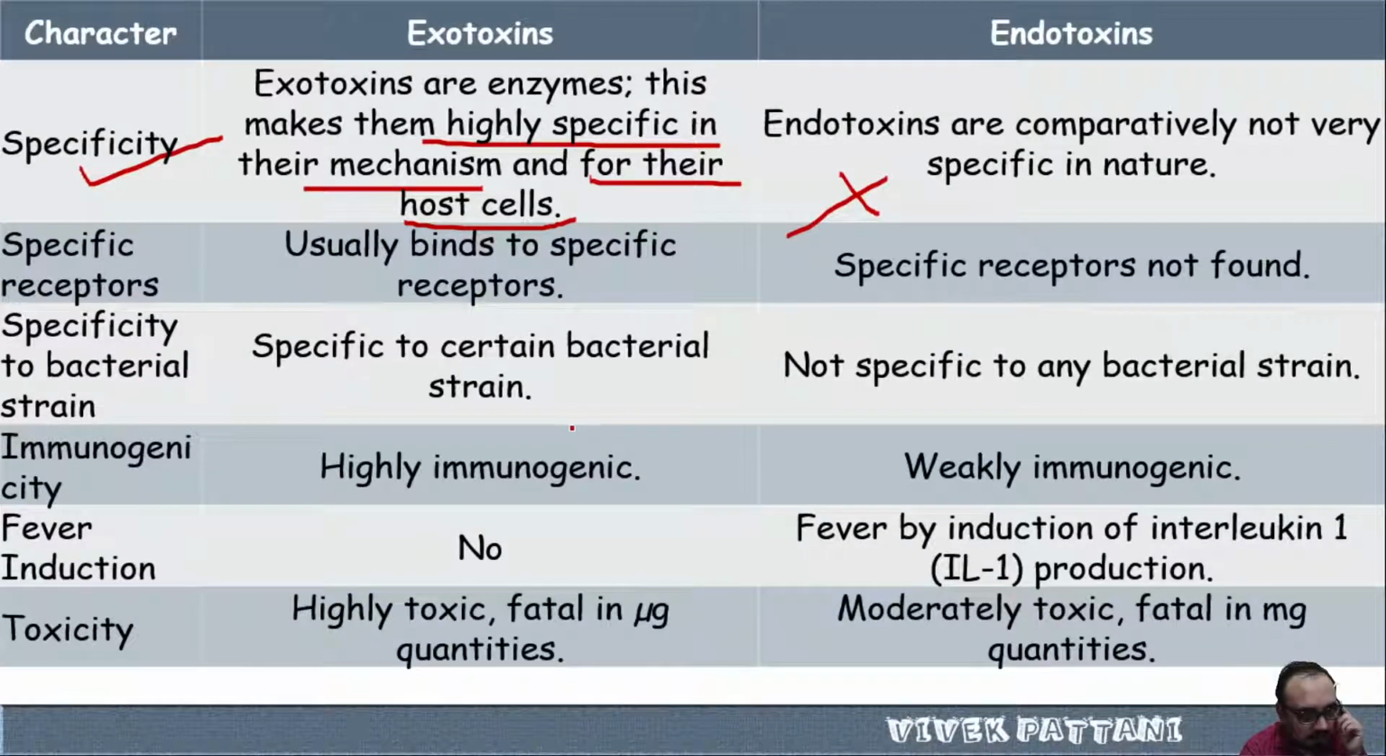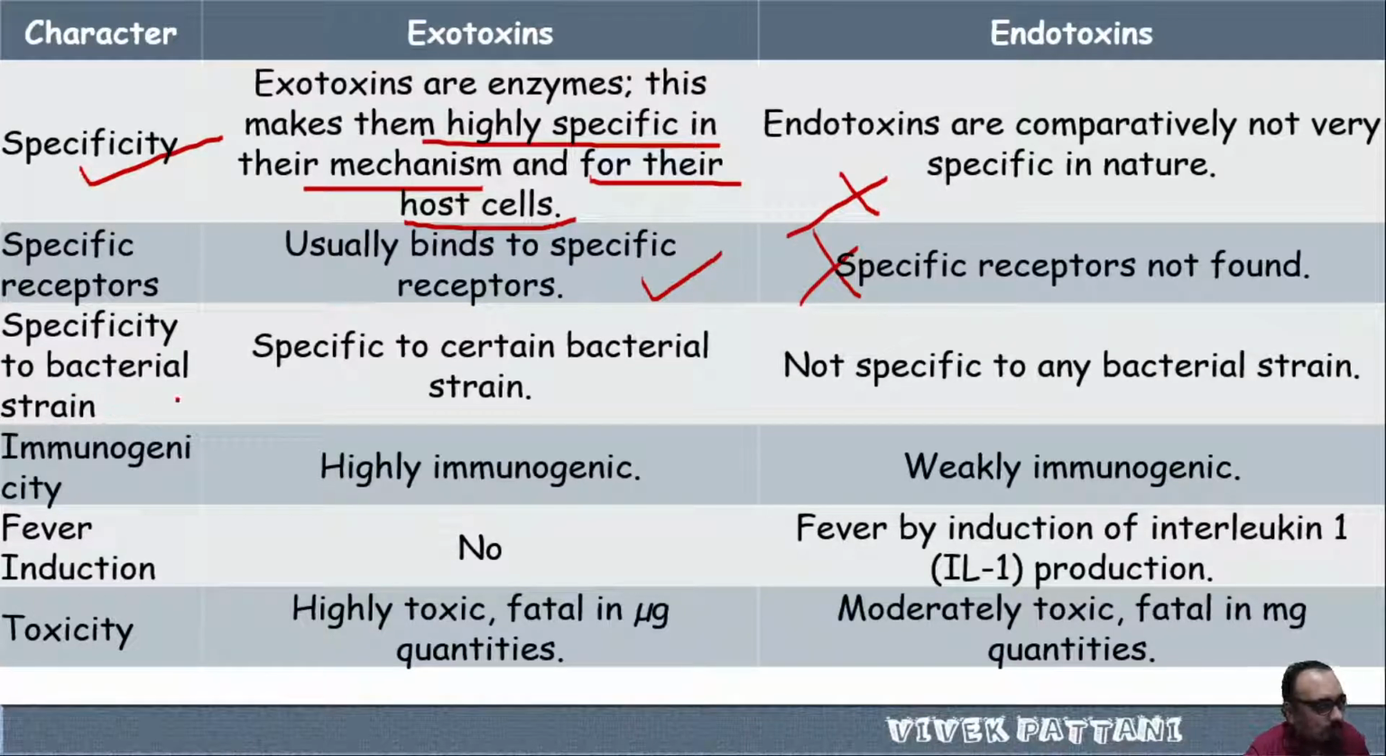When it comes to specific receptors, as the exotoxins are highly specific, they usually bind to specific receptors only, whereas for endotoxins there is no special requirement of specific receptors. But there can be minor variations also, there can be exceptions.